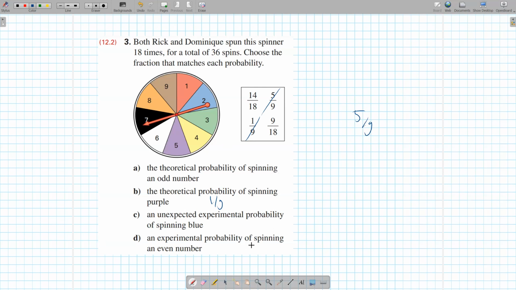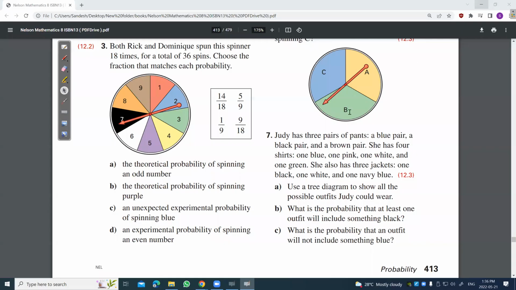An experimental probability of spinning an even number. 4 out of 9. Is that an option? 1, 2, 3, 4. Oh, it says experimental, all right? So this could be 9 out of 18, whatever. This could be 14 out of 18. So both of these are experimental, right? They're gonna change each time, but A and B is the theoretical. It'll stay the same.